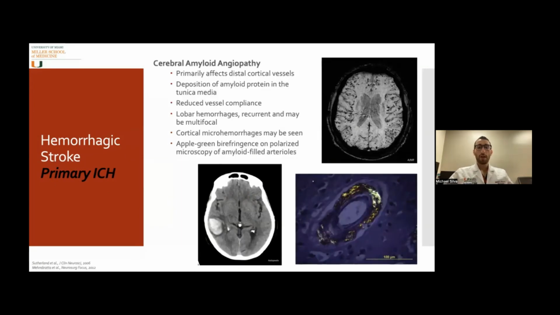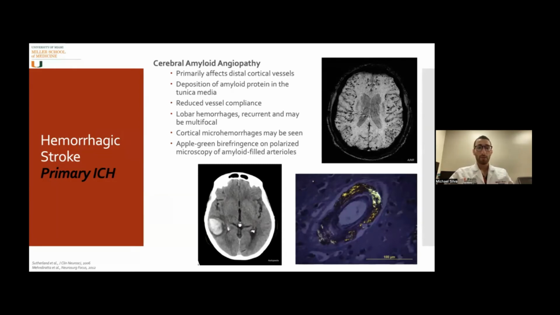So we'll start with cerebral amyloid. This is again a primary ICH, not a vascular cause of it. It primarily affects the distal cortical vessels, and the pathology here is the deposition of this amyloid protein in the tunica media, the tunica media being the strength and compliance layer of the arterial wall. This means that when this amyloid protein is deposited there, the vessel compliance goes down.